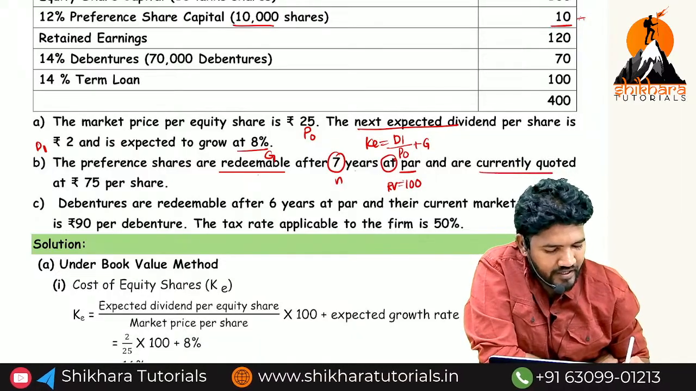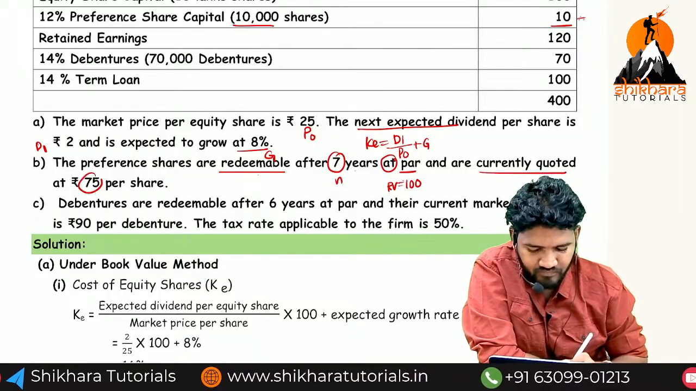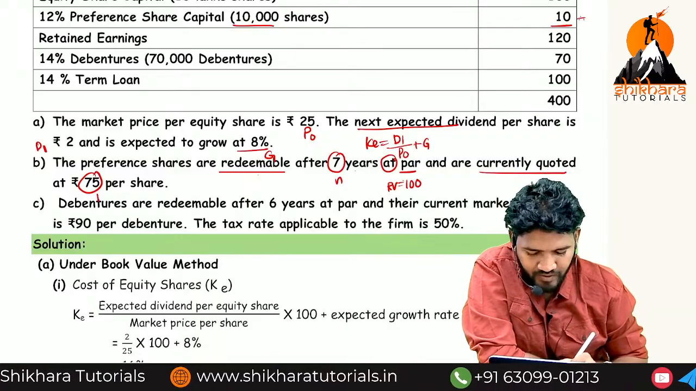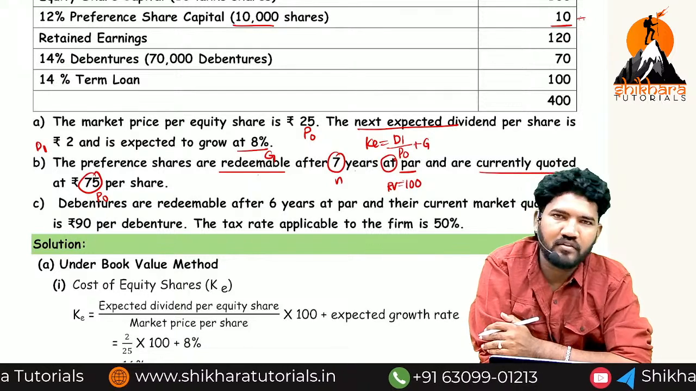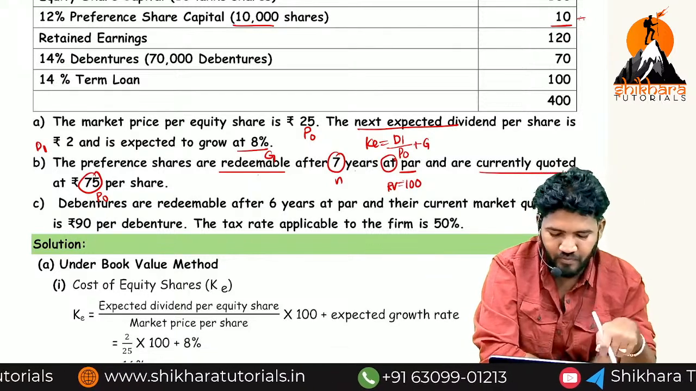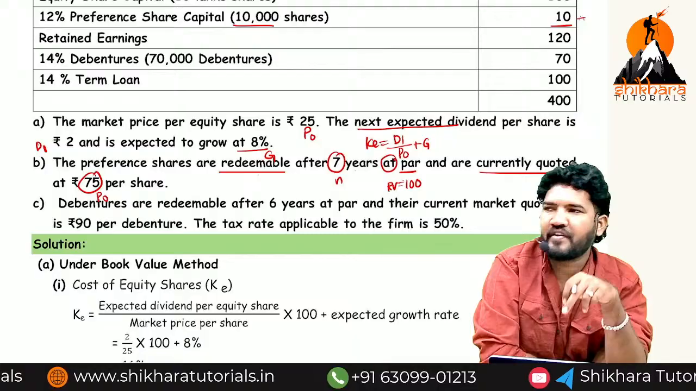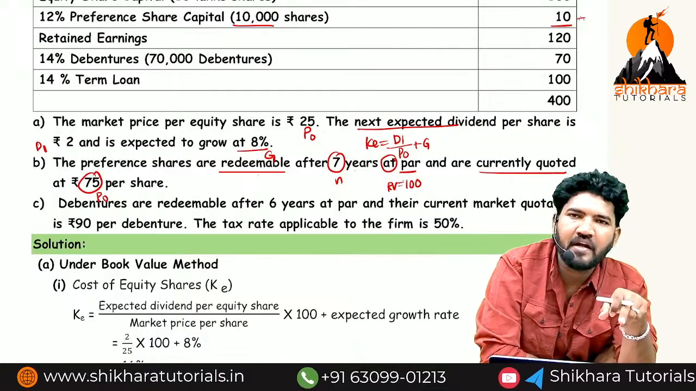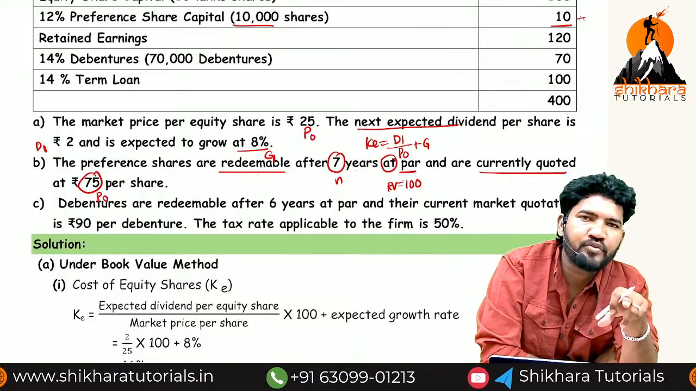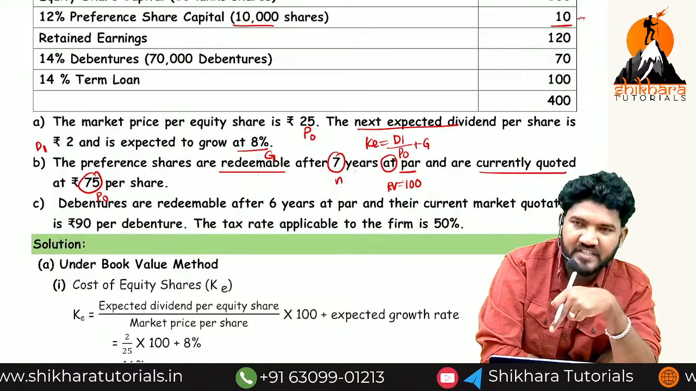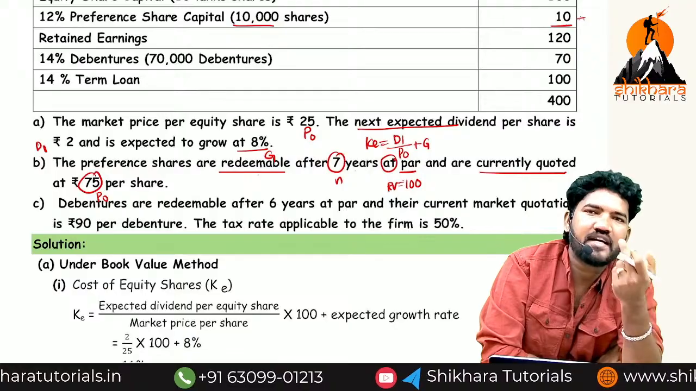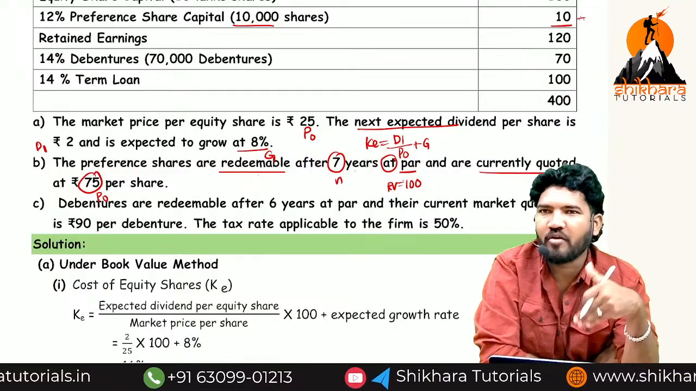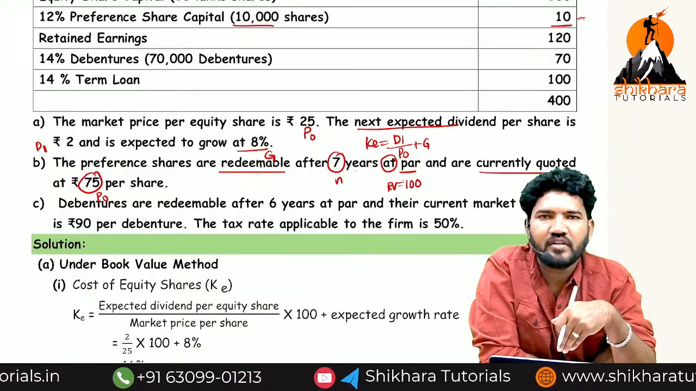They are currently quoted at 75. Can I call this P0? As per the formula, preference dividend, there is no dividend distribution tax. Preference dividend plus repayment value minus net proceeds or market price. Instead of net proceeds, go with the market price. Any complications? Easy only, no?